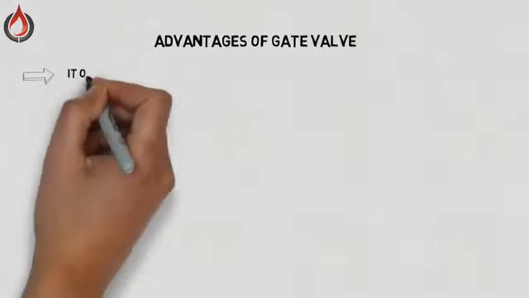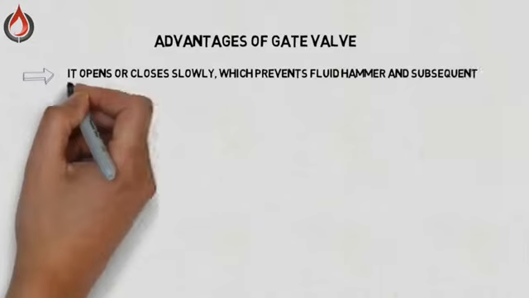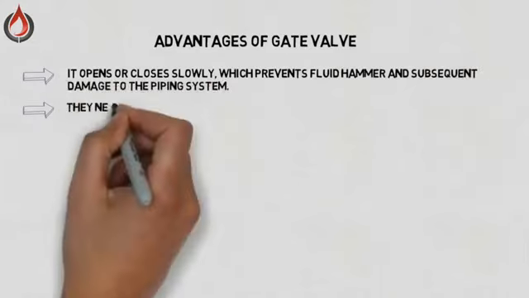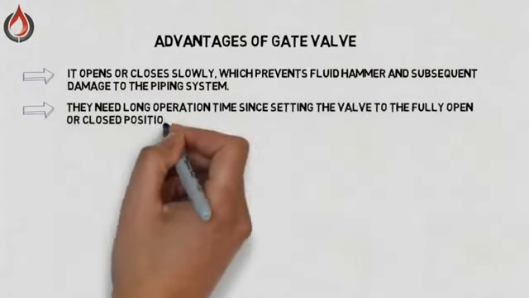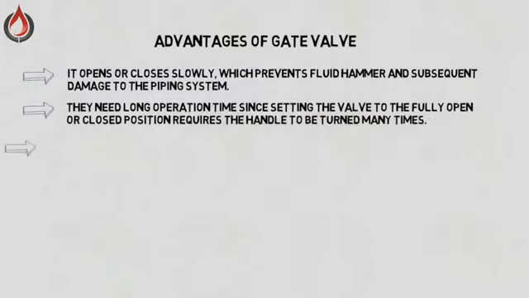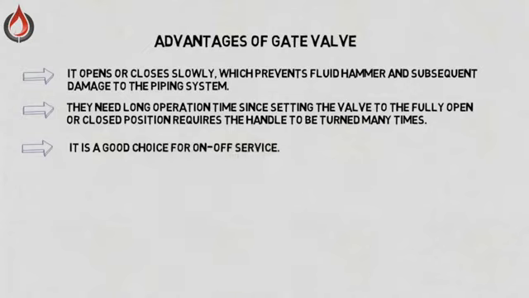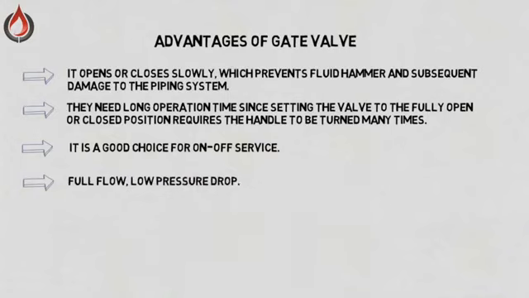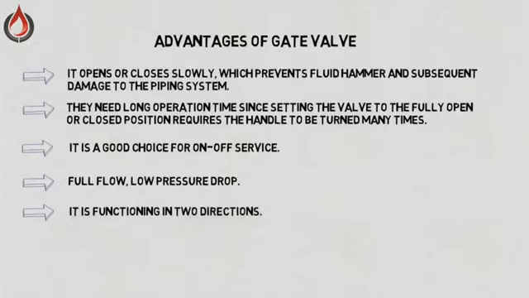Number 1. It opens or closes slowly, which prevents fluid hammer and subsequent damage to the piping system. Number 2. They need long operation time since setting the valve to the fully open or closed position requires the handle to be turned many times. Number 3. It is a good choice for on-off service. Number 4. It is used for full flow and low pressure drop. Number 5. It functions in two directions.